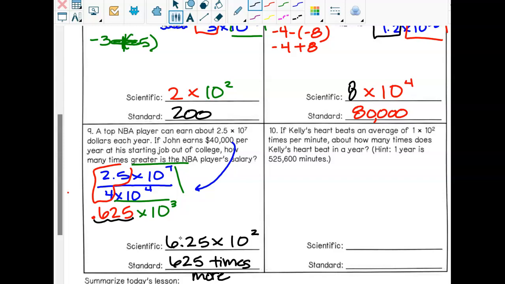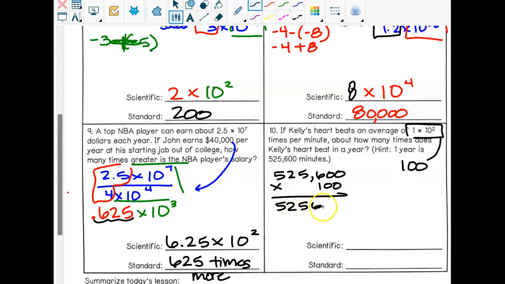Okay, for number 10, I'm just going to make them numbers. If Kelly's heart beats an average of 1 times 10 to the 2nd, well, 1 times 10 to the 2nd is just 100. So we're saying that her heart beats an average of 100 times every minute. How many times does it beat in a year? And they tell us 1 year is 525,600 minutes. So if we multiply that by 100, that's just going to add 2 zeros to that number.